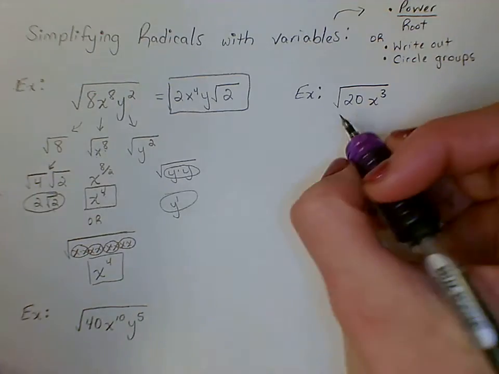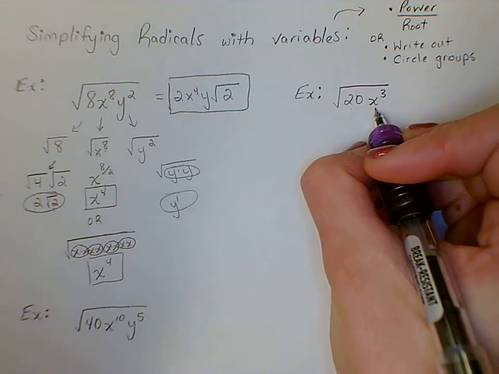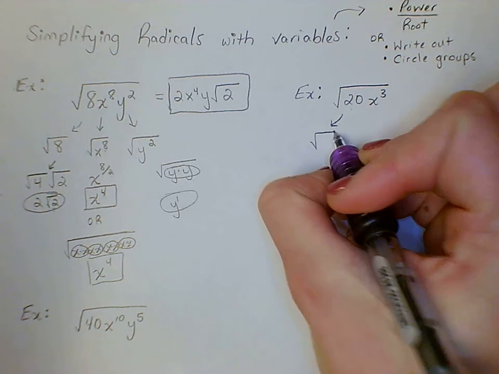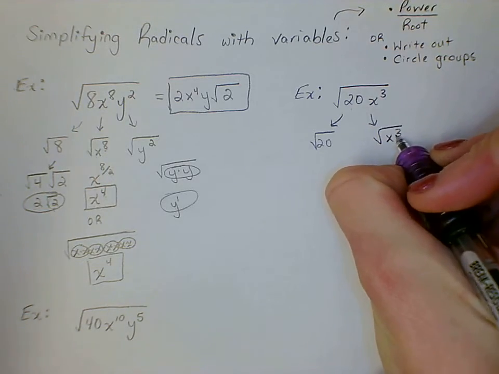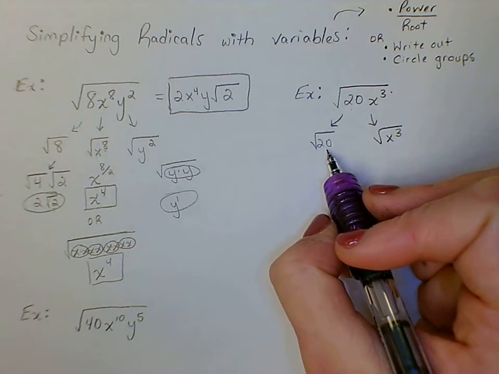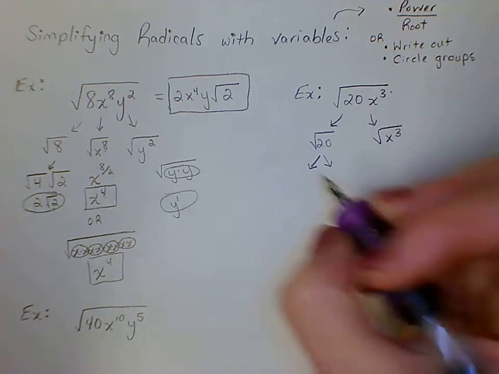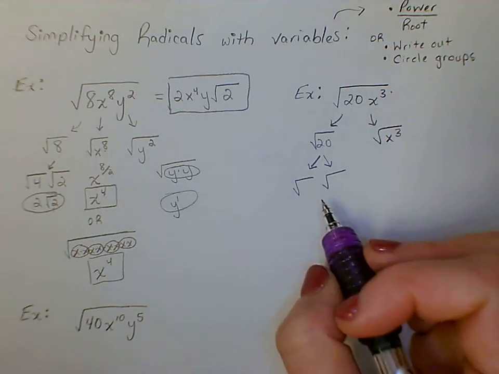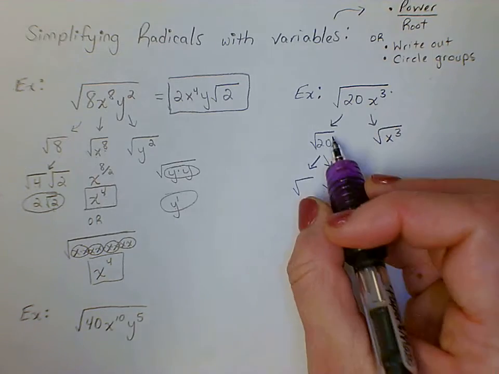So let's do another one. So with this one, we've got the square root of 20, and then we have the square root of x to the 3rd, because there's 2 things. So you break it up, square root of 20, square root of x to the 3rd, and then you simplify. So this one is not a perfect square, so just like the one before, we've got to break it up. So break it up into your 2 square roots, and then you ask yourself, what is the biggest perfect square that'll go into that?